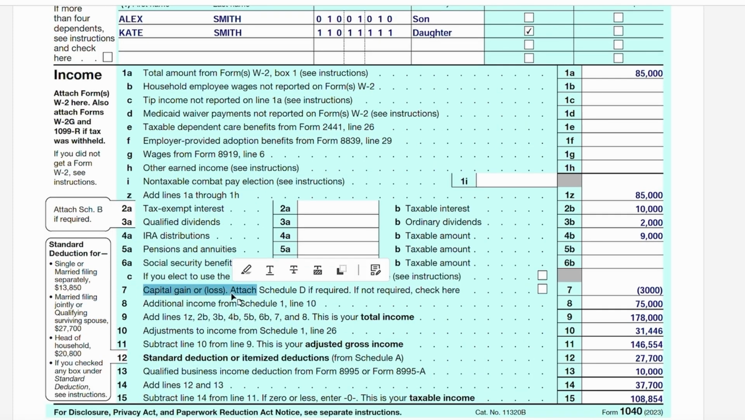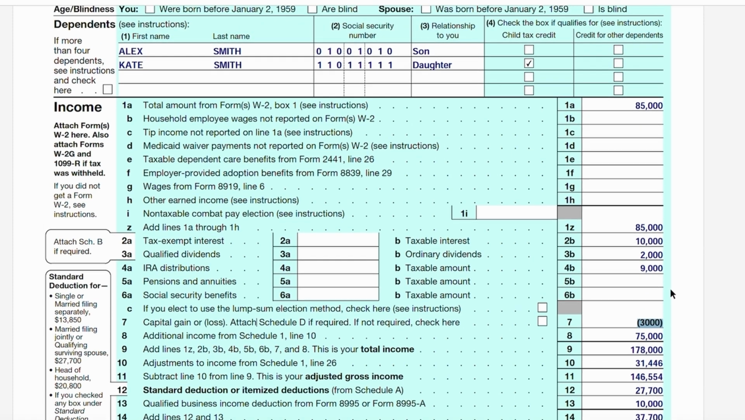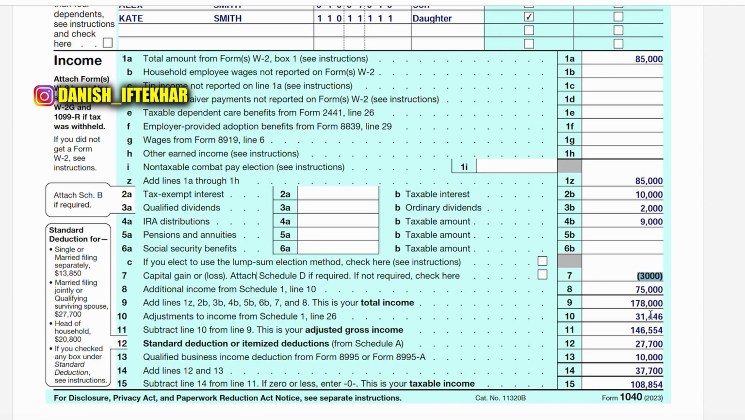If you have a stock and you have sold your stock, you can have short term capital gain or long term capital gain depending on how long you held that stock. You can have gain, and you can have loss as well. If you have loss, you can deduct up to $3,000. We will discuss this in a future video as well, but for the basic overview, you need to know that losses are limited to $3,000. So if you sum up all these numbers, you get this 178,000. This is your total income.